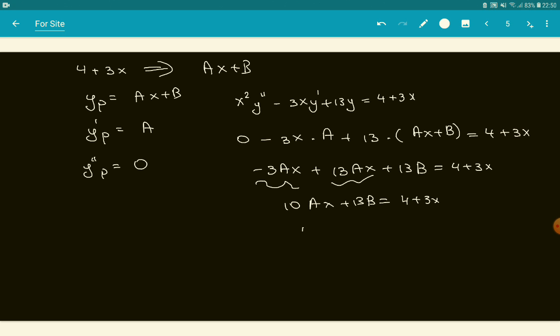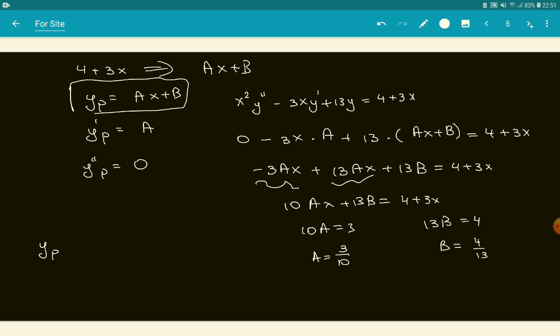So I can say that 10a is equal to 3 from here, and 13b is equal to 4 from here. A is 3 over 10 while b is 4 over 13. I know already that yp is equal to ax plus b, so yp is 3 over 10 x plus 4 over 13.